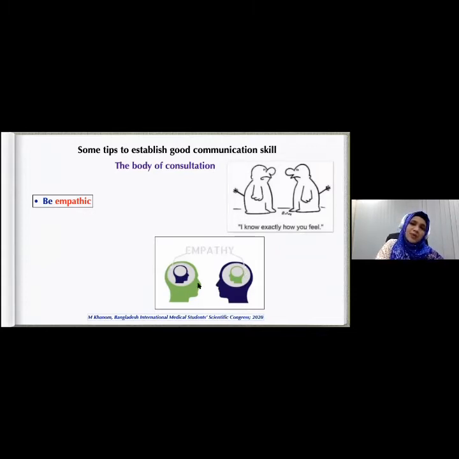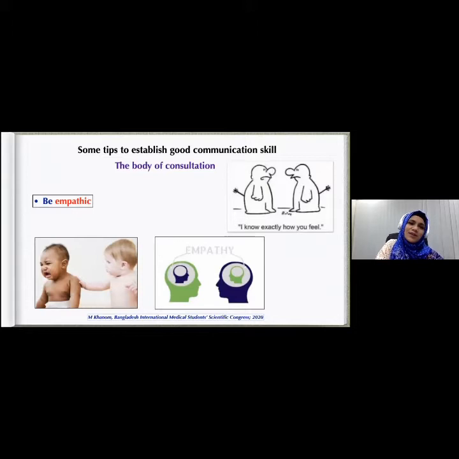Empathy is a basic quality that every newborn has, every child has. If one child cries, then another one starts crying, and a series of crying starts. That is the empathy, and we should retain that quality.